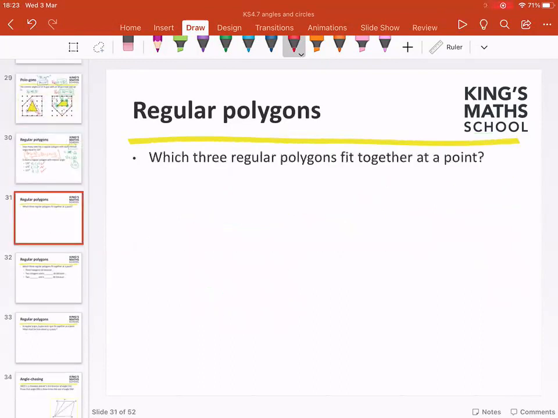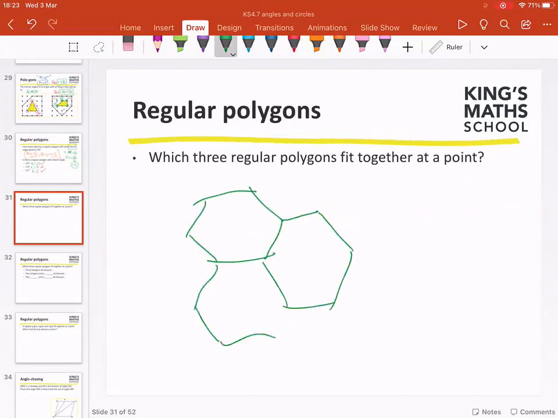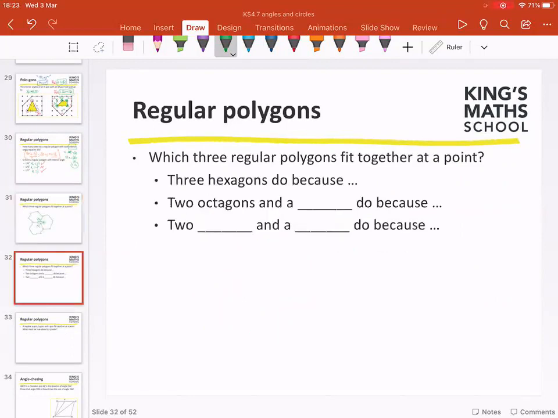So for example, polygons fitting together. Now, obviously regular hexagons do, like beehives, they clearly do, but why do they? Well, because that's 120, that's 120, that's 120, so that's why they do. What else does? Well, two octagons and what? Well, what's happening with an octagon?